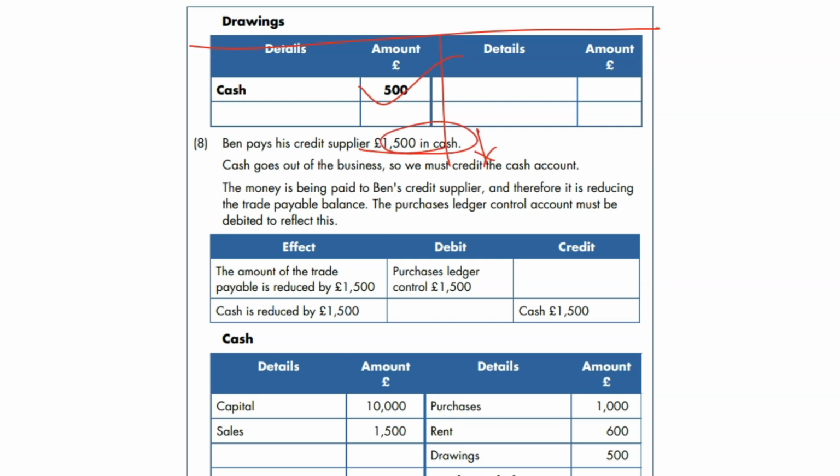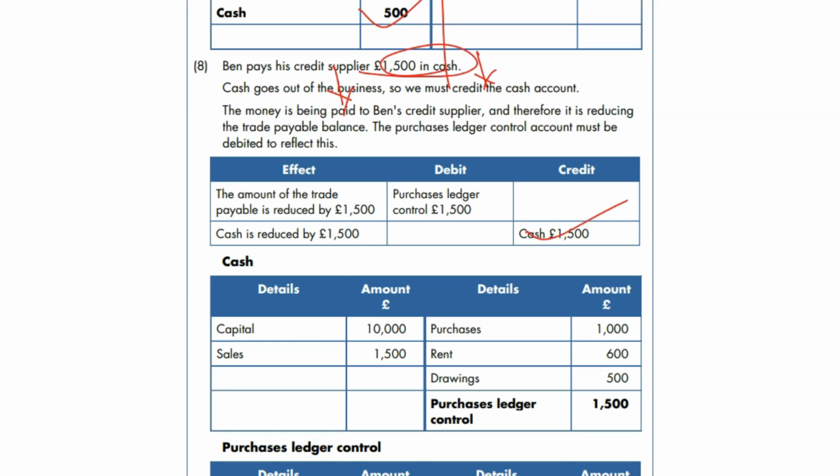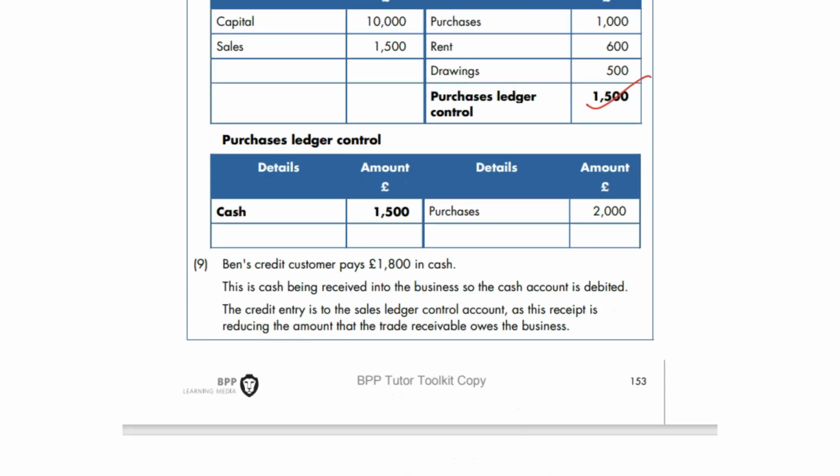Number 8, Ben pays his credit supplier cash. Cash going down, isn't it? Also liability going down. So cash going down, cash credit. Liability is a credit account, going down means it's debit. So the cash we write on the credit side. PLCA, purchase ledger control, which we used to be liable to our payables by 2000. We paid 1500 cash. We are now liable 500. That is called balancing figure, which I'm going to show you later on.